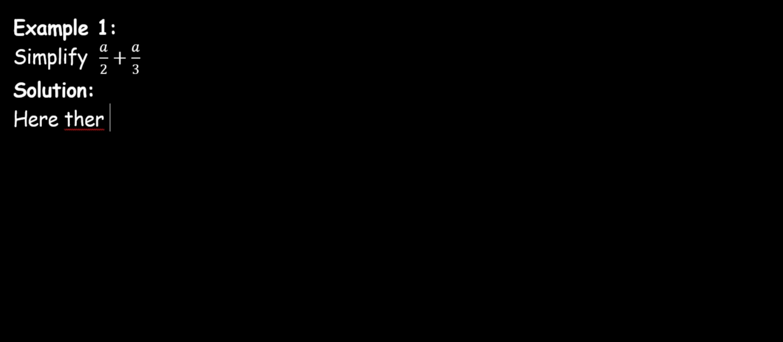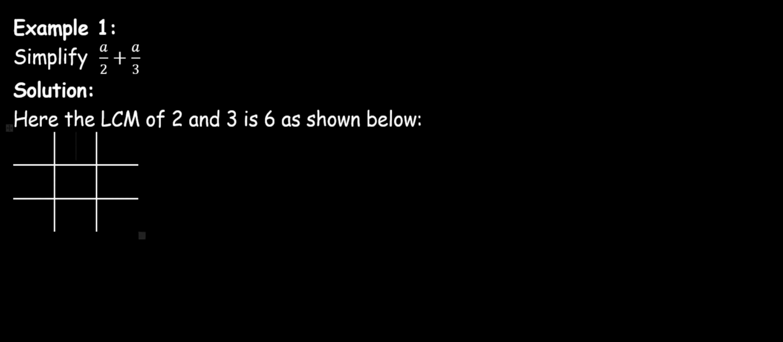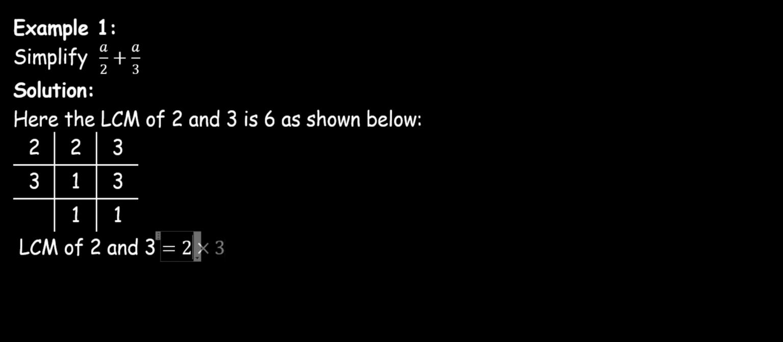Example, simplify a divided by 2 plus a divided by 3. Solution, here the LCM of 2 and 3 is 6 as shown below. First, rule our line, introduce 2 and 3. Then we use 2 to divide first, which is the prime factor there, the lowest common factor. 2 divide 2 give you 1. 2 divide 3, you bring a 3 down. Then next we take 3 to divide. 3 divide 1, you bring the 1 down. 3 divide 3, give you 1. The LCM of 2 and 3 is equals to 2 times 3, which is equals to 6.